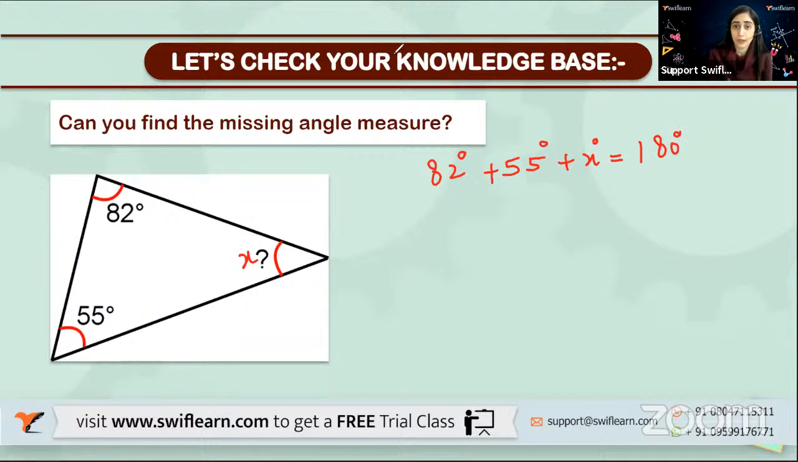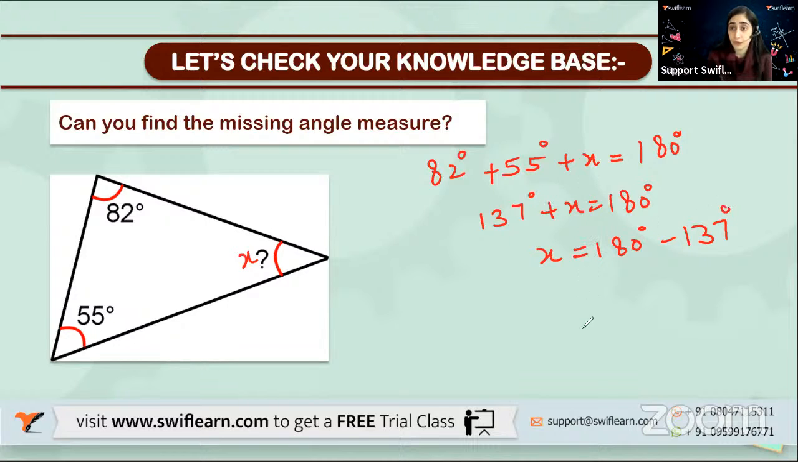So I know the value of this is X. When I add 82 plus 55, it comes out to be 137 plus X is equal to 180 degrees, right? So what will be the value of X? It will be 180 degrees minus 137 degrees. I'm sorry, I forgot that the degree is important. You have to write that. That comes out to be 43 degrees. So the value of this angle is 43 degrees.